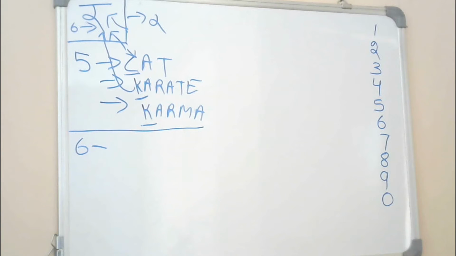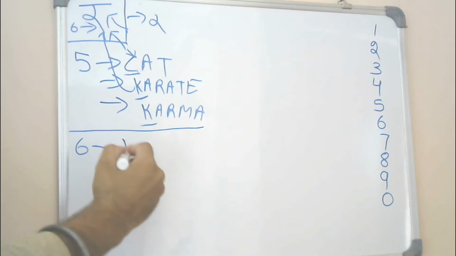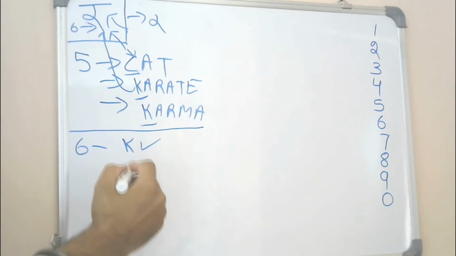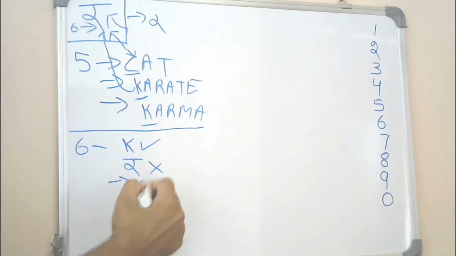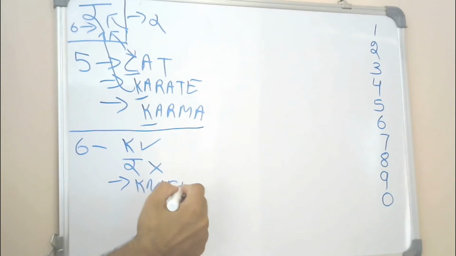The sixth step is wrong sounding words. Are there any letters which will be starting from a K but will not be starting from Kaka? The example that I can give you is this word, knife.